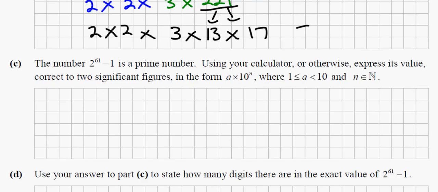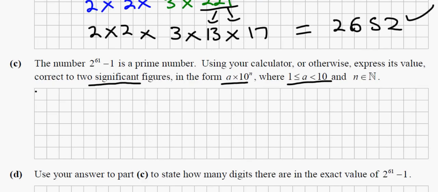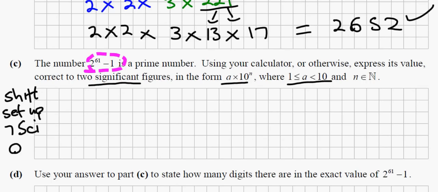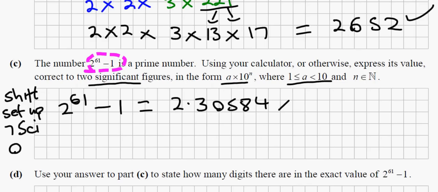So what we're going to do here is first of all put it into scientific mode. So we're going to press shift, the setup button, which is the same button as the mode. Then we're going to go for number 7, which is scientific mode, and then we're going to press 0, which means the amount of numbers. Put this number in the purple bubble into your calculator, and what you're going to get is 2 to the power 61 minus 1, and that is going to be equal to 2.30584 times 10 to the 18.